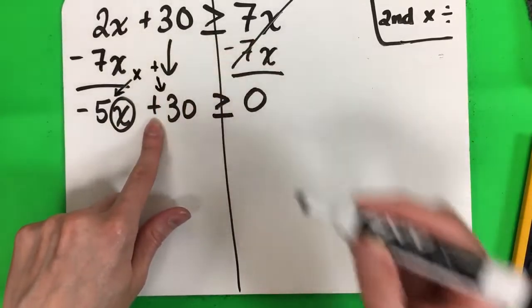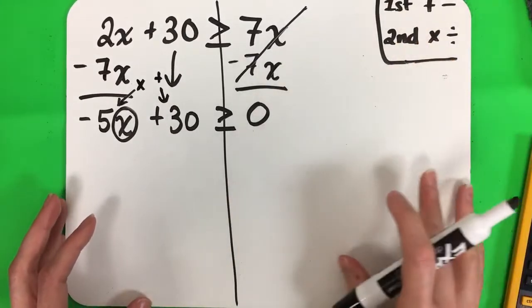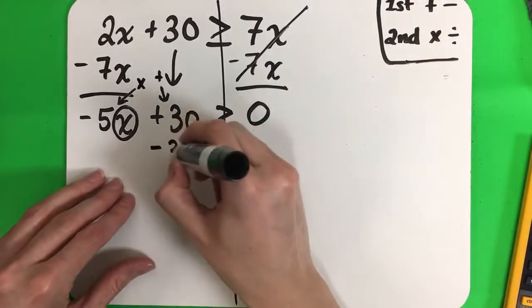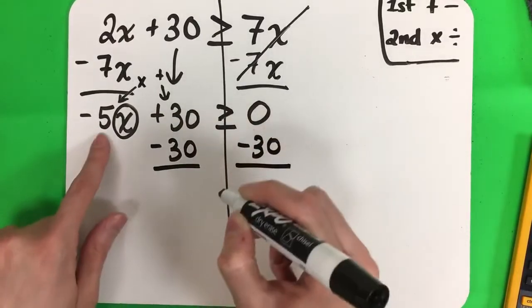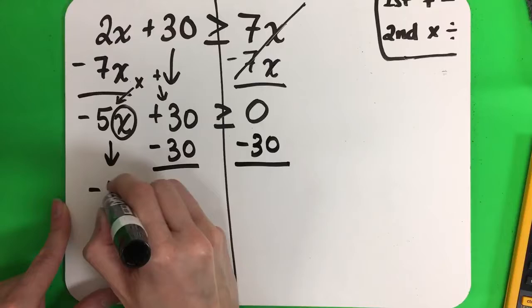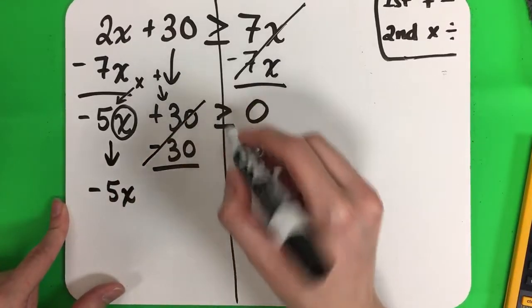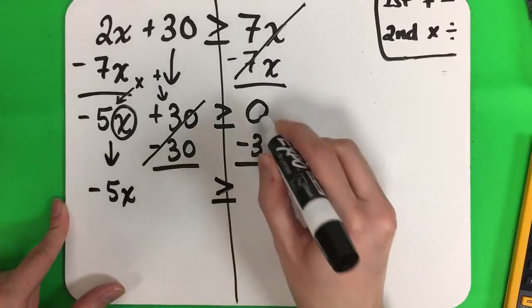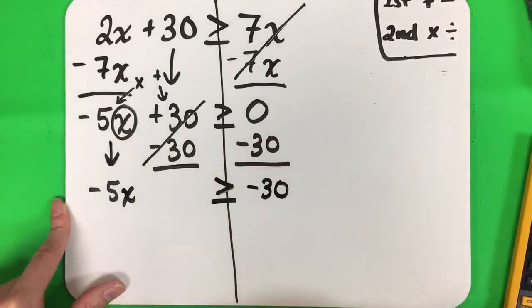This is plus. First is plus. Primero es plus. The opposite of plus is minus. Minus 30. Here, copy down negative 5x. 30 minus 30 is 0. Copy greater than or equal. 0 minus 30 is negative 30.